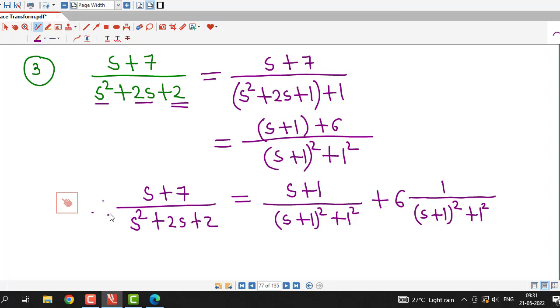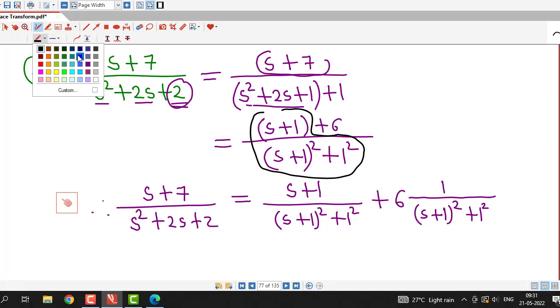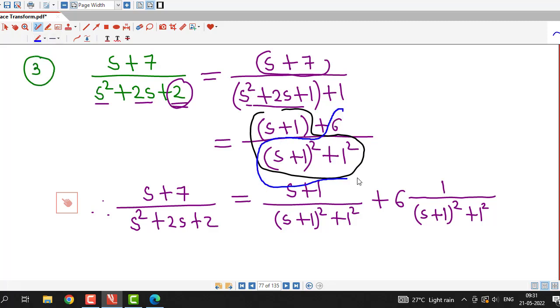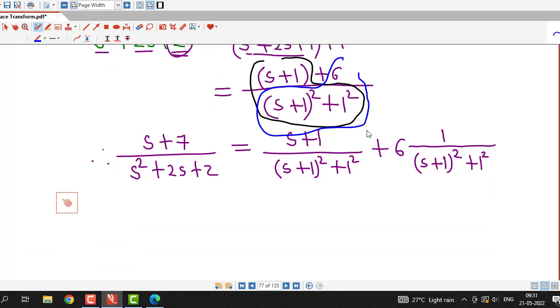So what I have done, first I have decided the last term must be 1, and then I write this as square of s plus 1 plus 1 square. Now I am not having s plus 1 in the numerator, so I write 7 as 1 plus 6. Then I write s plus 1 divided by square of this, and 6 divided by (s plus 1) square plus 1 square. Why am I writing in this way? Because I have the ready-made formulas for inverse Laplace transform of these two.